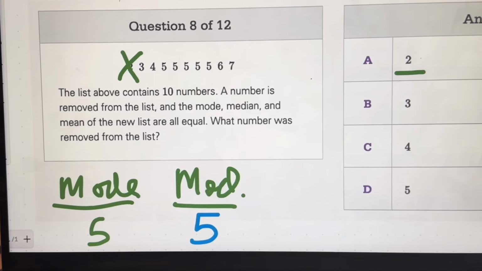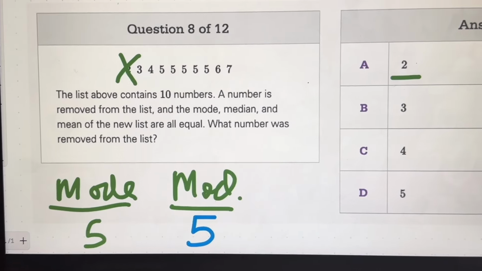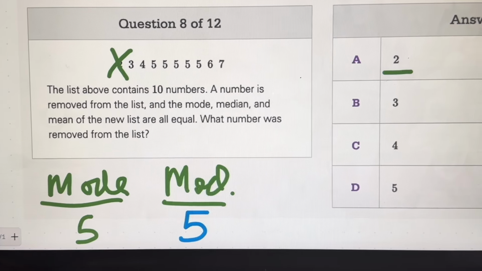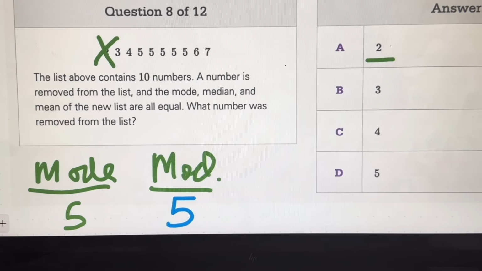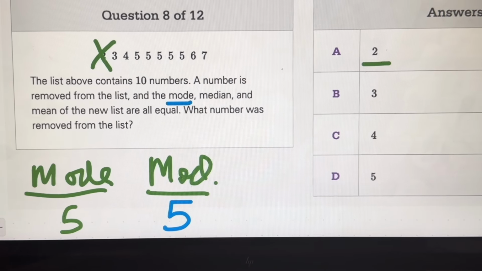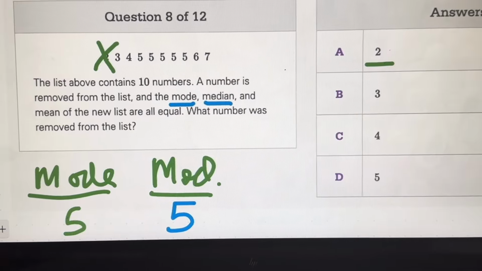Anyway, the median is 5. Does that make sense? The median and the mode is 5. So far, yeah. A is looking good so far. All we got to do is see if the mean, right? Because we've already got the mode, we got the median. Those are both equal. Let's see if the mean is equal to 5.